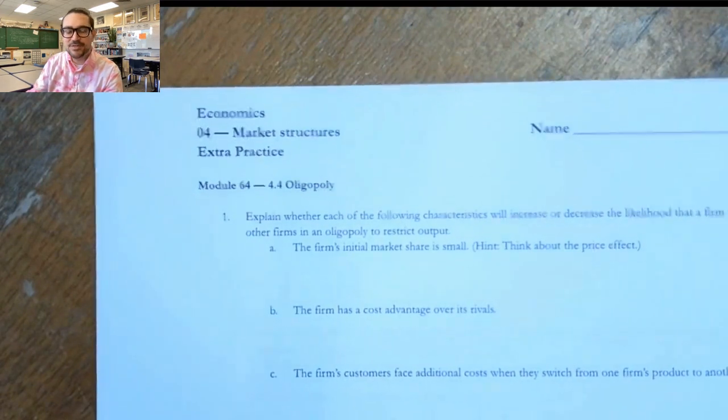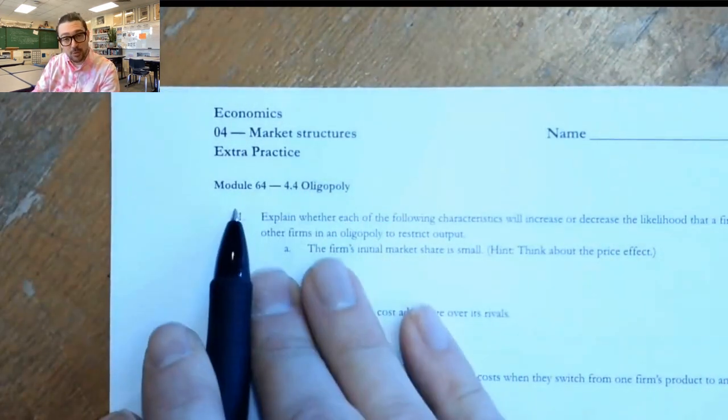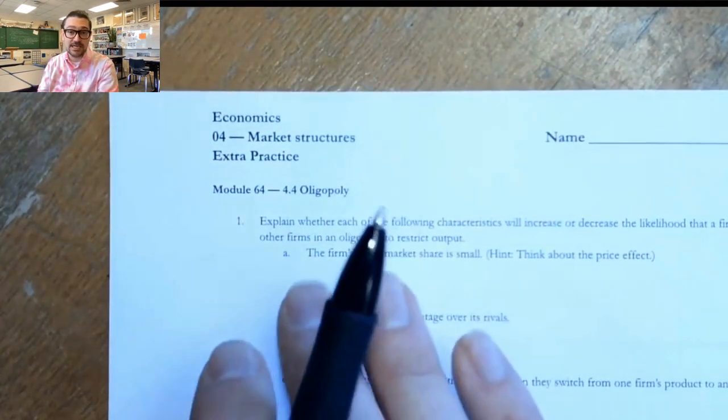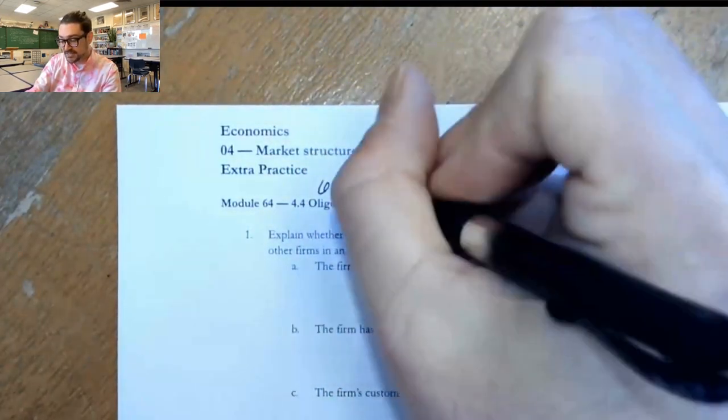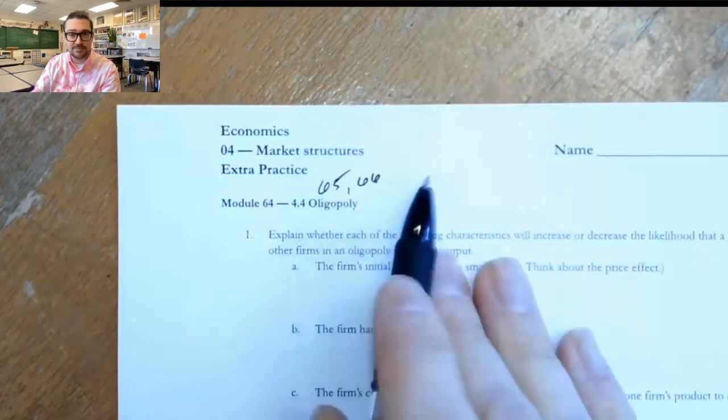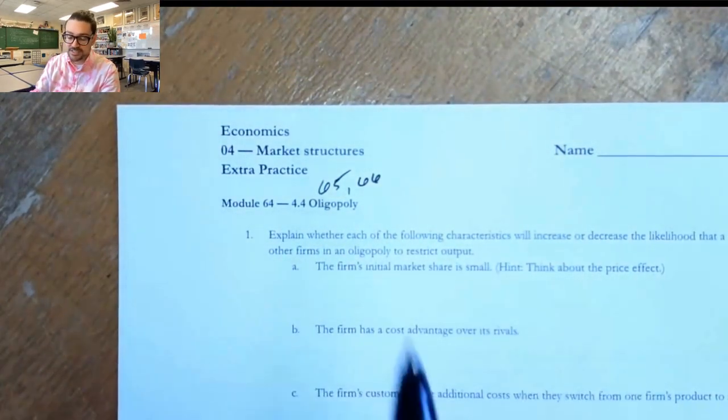Well, hi there. So in this video, we're going to look at module 64, which is the first video about oligopoly. And there's actually two more modules, 65 and 66, that correspond with oligopoly from your textbook. So we'll take a look at these here.